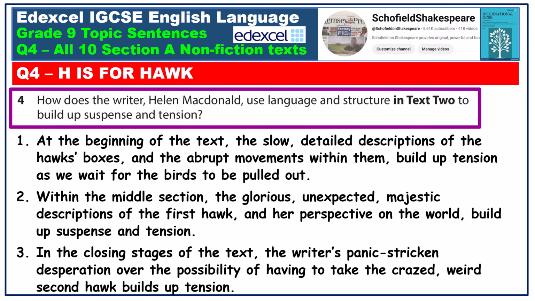Here are the jewels. Number 1. At the beginning of the text, the slow, detailed descriptions of the hawks' boxes and the abrupt movements within them build up tension as we wait for the birds to be pulled out. 2. Within the middle section, the glorious, unexpected, majestic descriptions of the first hawk and her perspective on the world build up suspense and tension. 3. In the closing stages of the text, the writer's panic-stricken desperation over the possibility of having to take the crazed, weird second hawk builds up tension.